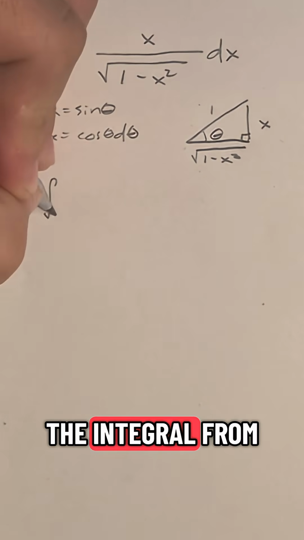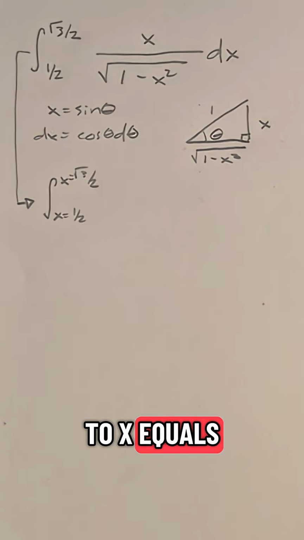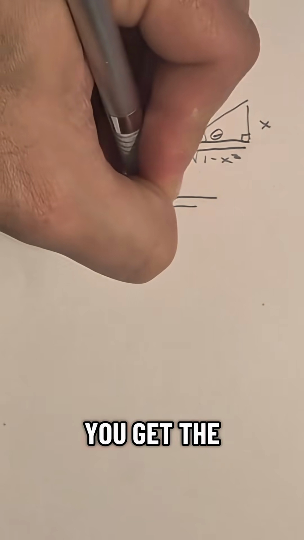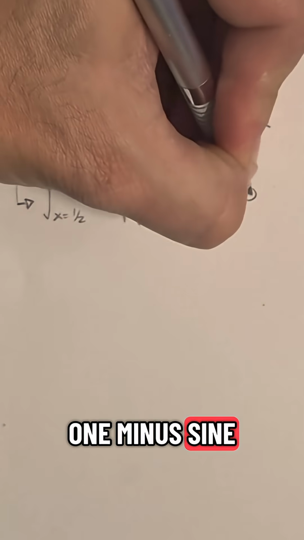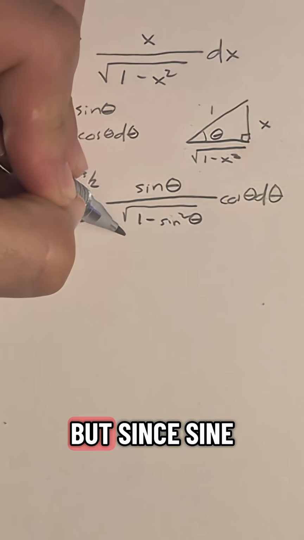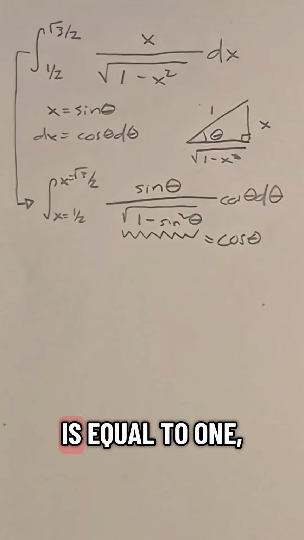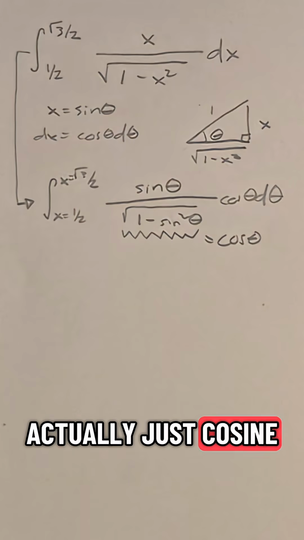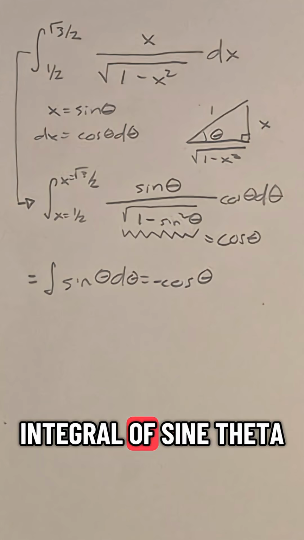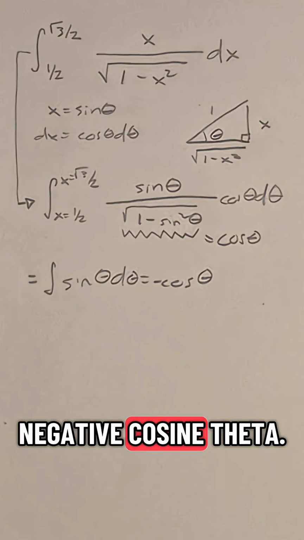So we get the integral from x equals 1/2 to x equals root 3 over 2. X is sine theta, so we get that in the top. In the denominator, you get the square root of 1 minus sine squared theta, and dx is just cosine theta d theta. But since sine squared theta plus cosine squared theta is equal to 1, the denominator is actually just cosine of theta, and those cosines cancel out. So you're left with just the integral of sine theta d theta, which is negative cosine theta.